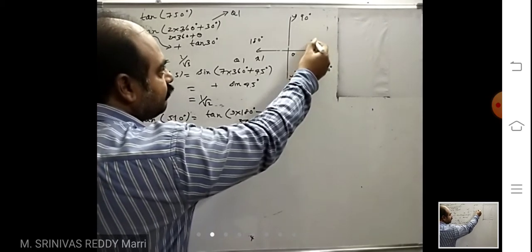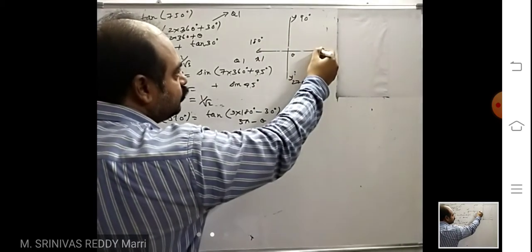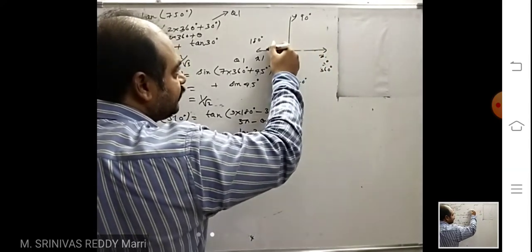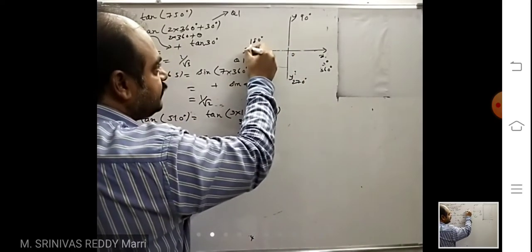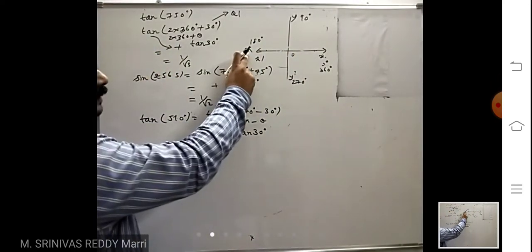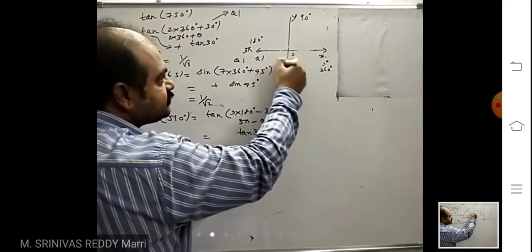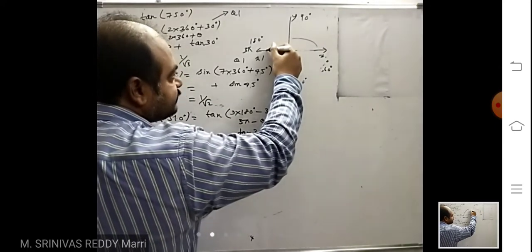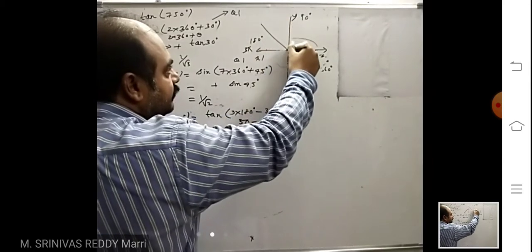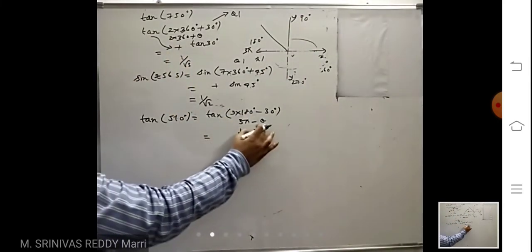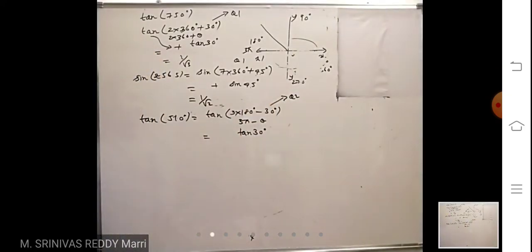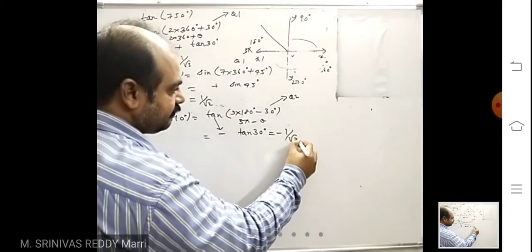And 3 into 180 minus, where is this 3 into 180? Look, one rotation is 2 pi. This is 2 into 180, 2 pi, and then 180 will come here. So that means this is 3 pi. Minus theta means less than 3 pi, so it will come here. In which quadrant does it lie? 3 pi minus theta means second quadrant. In second quadrant, tan is what? Negative. Minus 1 by root 3.